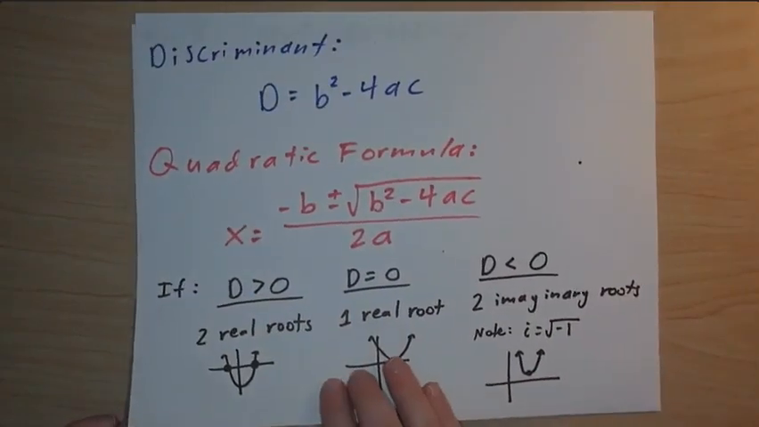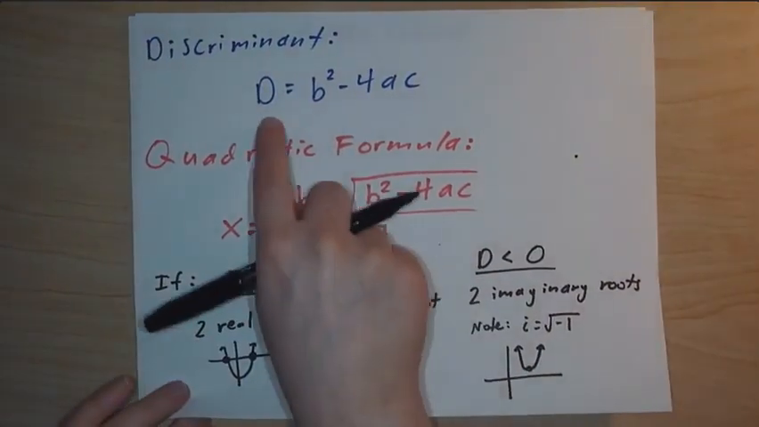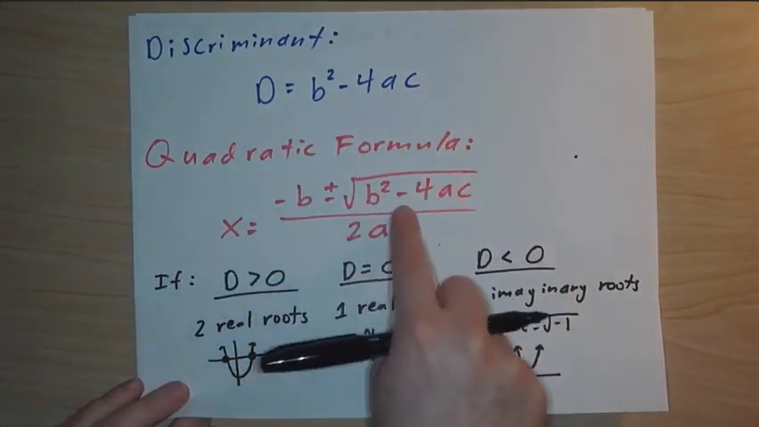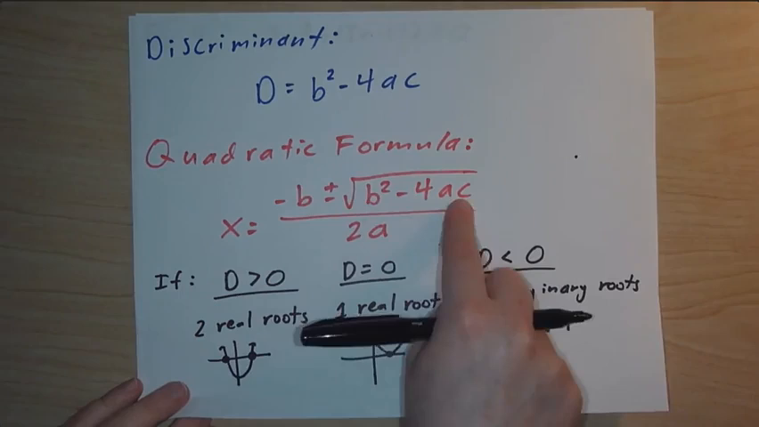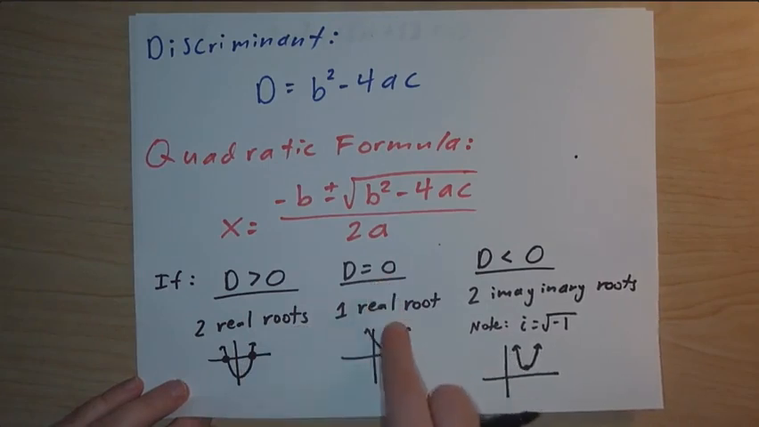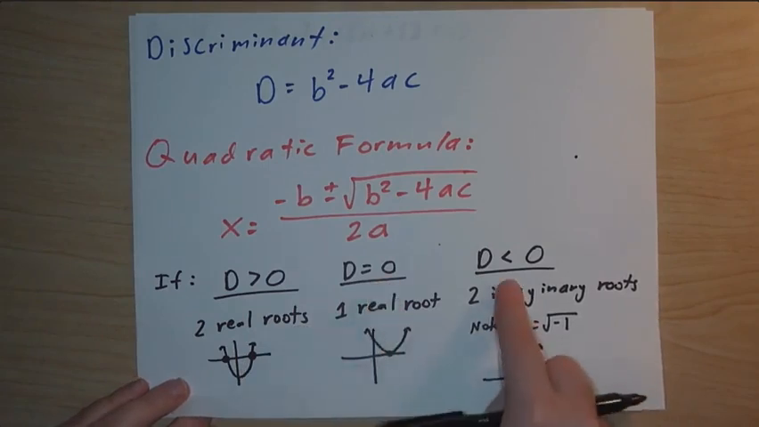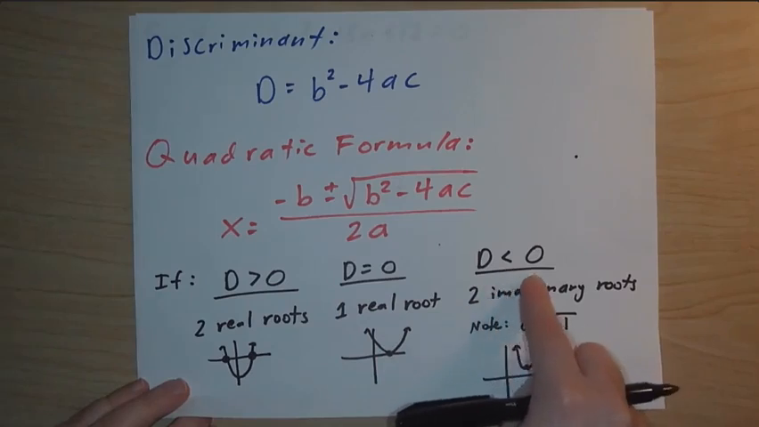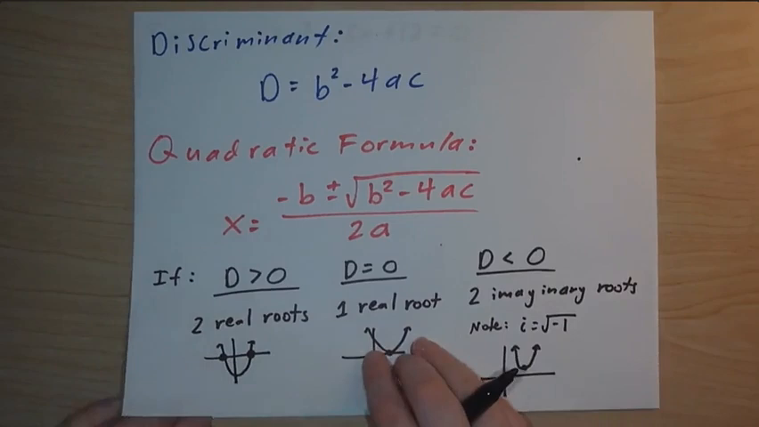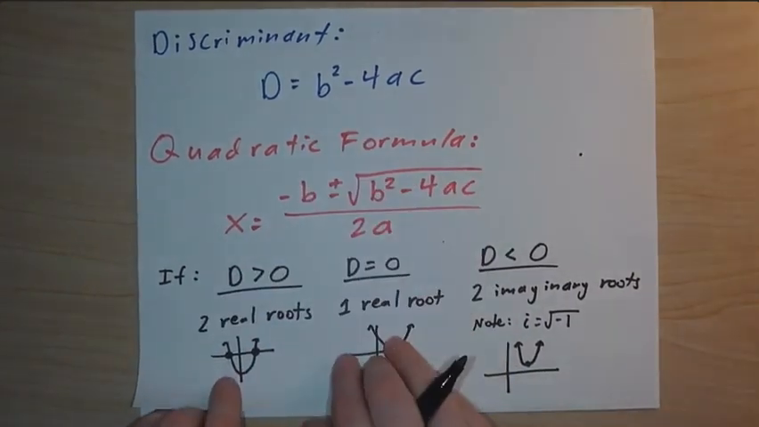So, just like the previous examples, our discriminant is D equals b squared minus 4ac. This is derived from our quadratic formula. It's the inside of the square root right here. If our discriminant is greater than 0, if it's positive, then we have two real roots. If our discriminant is 0, we have one real root. And if our discriminant is negative, it's less than 0, then we have two imaginary roots. So we're going to jump right in and find what our discriminant is.